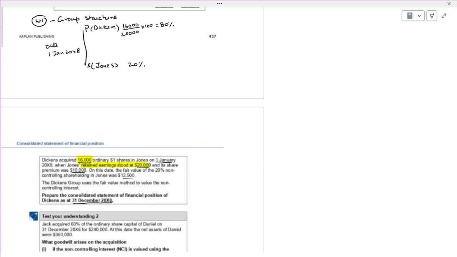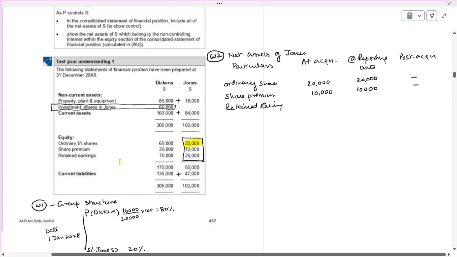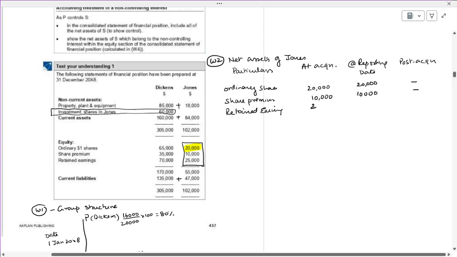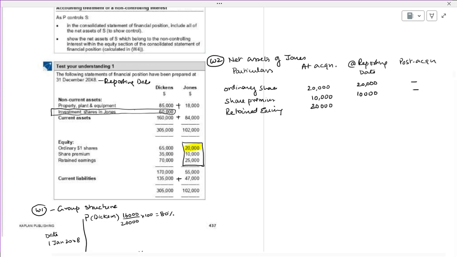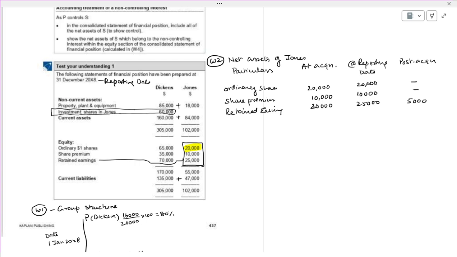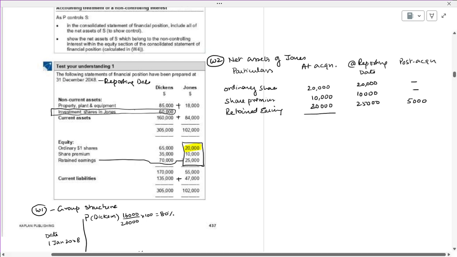20,000. That means at the date of acquisition, retained earnings are 20,000. But at the reporting date, on the reporting date, what are the retained earnings? 25,000. The difference is how much? 5,000. Now total it. It comes to 55.